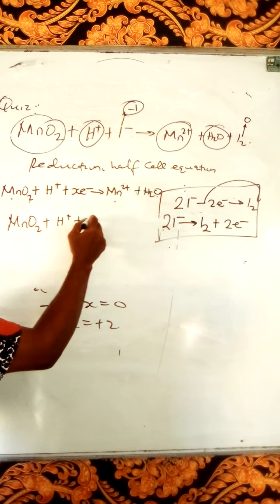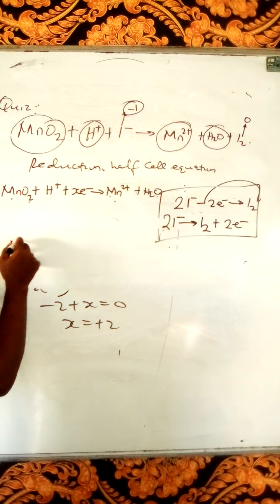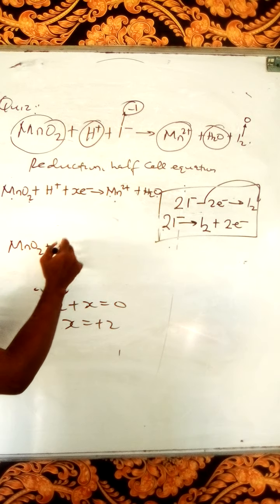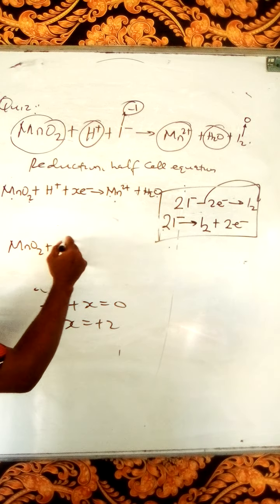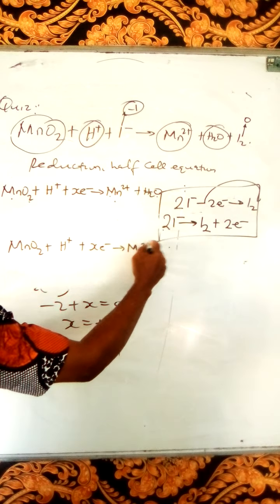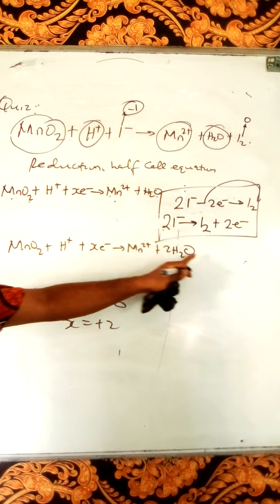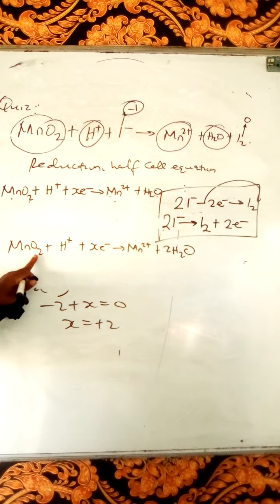by putting 2 in front of water. That balances oxygen, 2 atoms here and 2 atoms there.